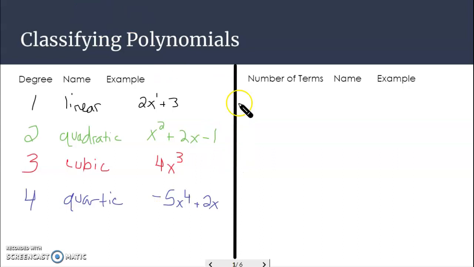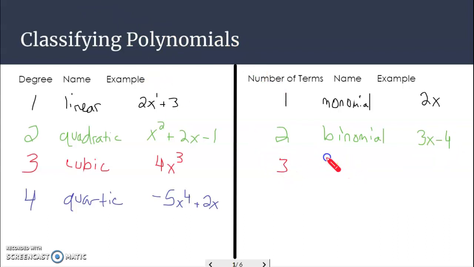Now let's classify by the number of terms. Let's say you just have one term. That would be known as a monomial. Example of that, 2x, just plain old 2x. Say you have two terms. That would be known as a binomial, prefix bi meaning 2. 3x minus 4, a binomial example.